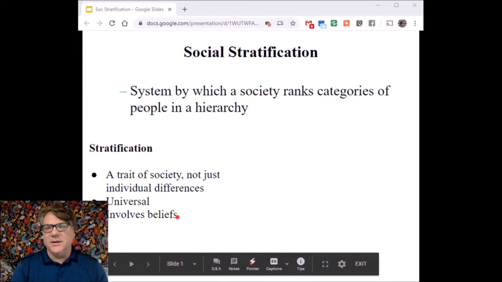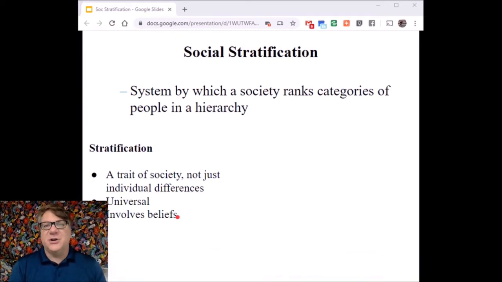It involves beliefs. And for example, how do we rationalize inequality, stratification in society? How do we explain it away? How do we make it to where it's okay? Okay.